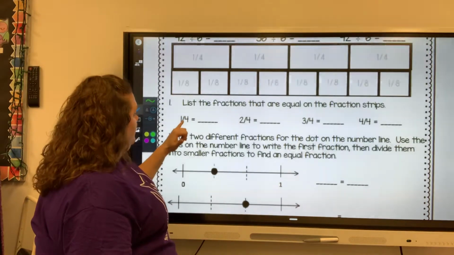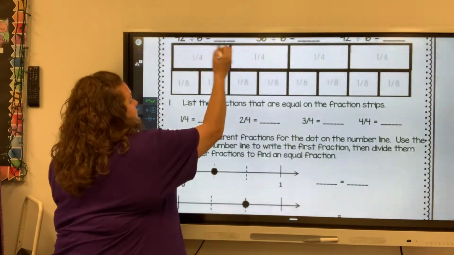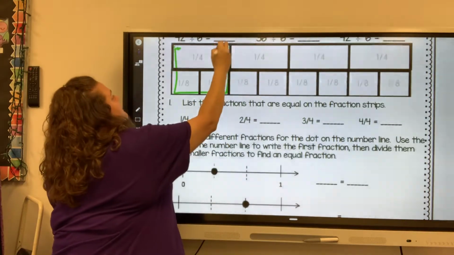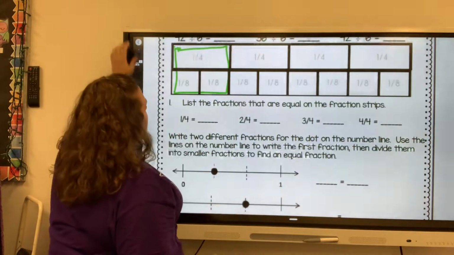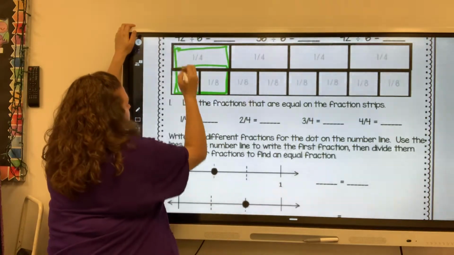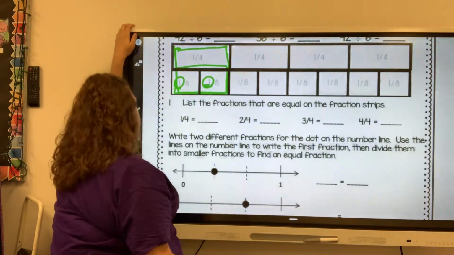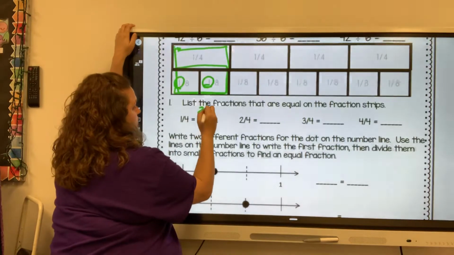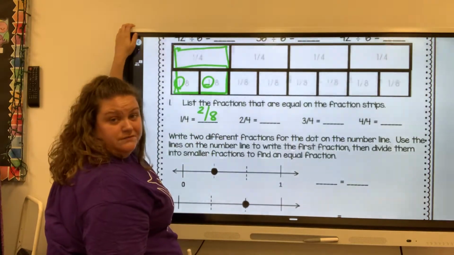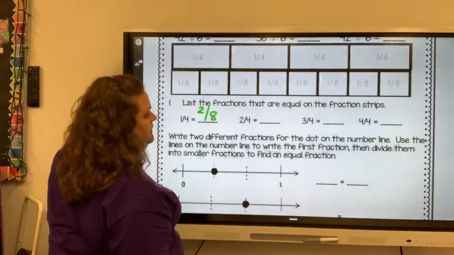So it wants to know what fraction is equal. What fraction of eighths is equal to a fourth? I'm going to take my highlighter, and you don't have to do this on your paper if you don't want to, or you can with a pencil. That's my fourth, this whole thing. So how many eighths do I have? I have 1/8 and I have 2/8. So 2/8 equals 1/4. I'm going to erase this up here so we don't get confused, but if you leave it, that's okay too.